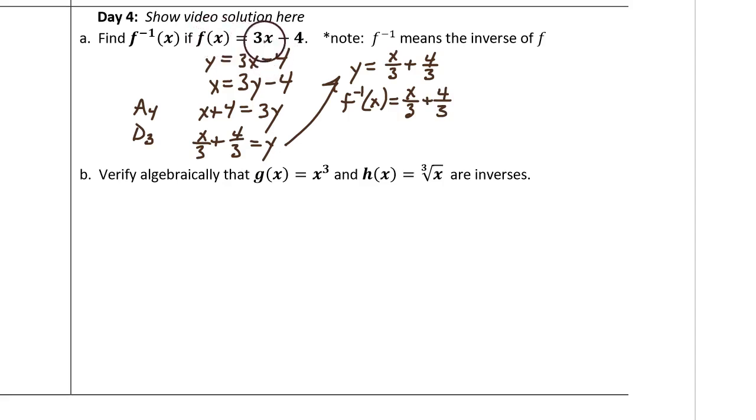If function f is to take a number and times it by 3 and then subtract 4, then the inverse of that is to take a number, divide it by 3, and then add 4/3 to it.